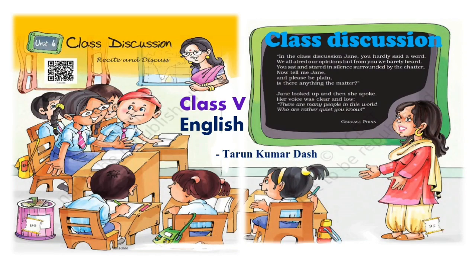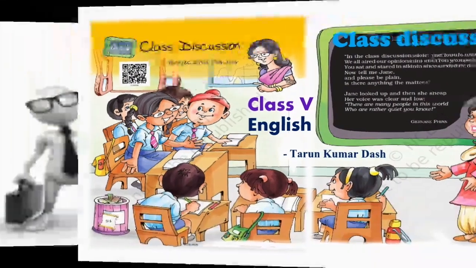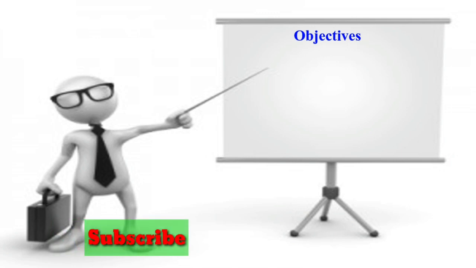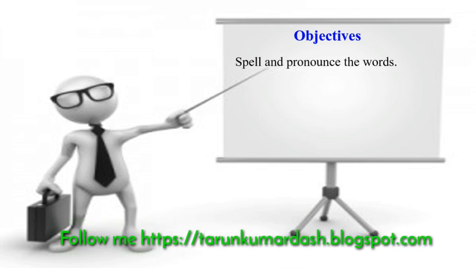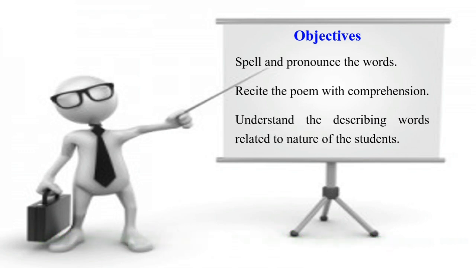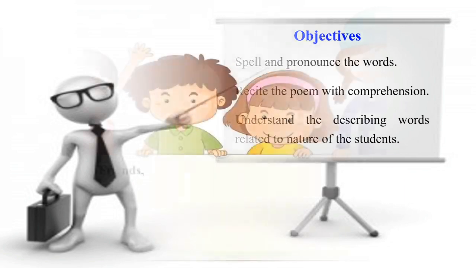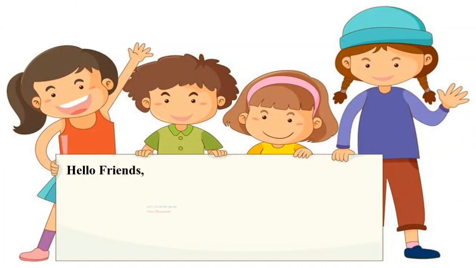So let's start the poem Class Discussion. Friends, before going to the lesson, let us find out what objectives we are going to achieve after this lesson. The objectives are: number 1, spell and pronounce the words correctly, recite the poem with comprehension, understand the describing words related to nature of students. So friends, let's read the poem Class Discussion, Class 5.